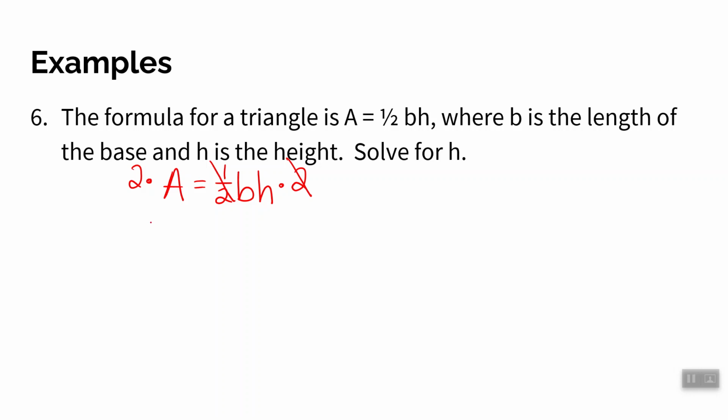So on the left-hand side, I get 2a, and on the right-hand side, now I just have bh because 1/2 canceled with 2. I'm trying to solve for h, so I'm going to undo this multiplication by dividing both sides by b. That's going to cancel those out, and then I end up with 2a over b equals h.